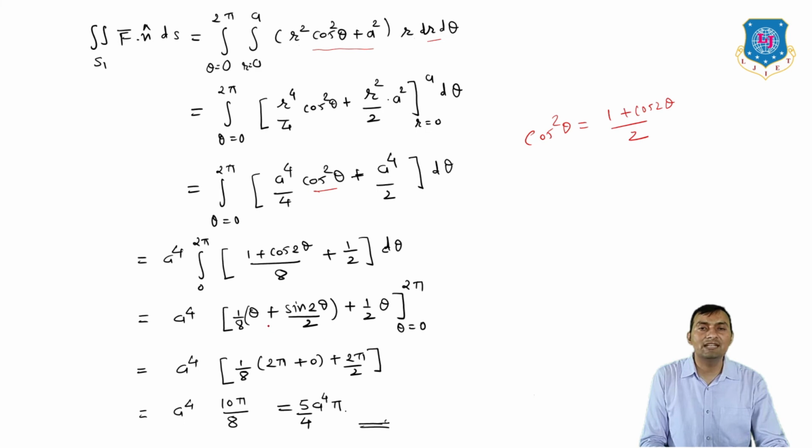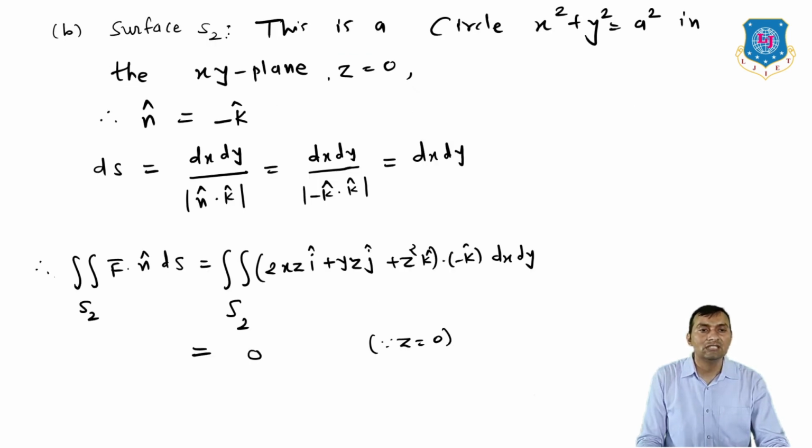But when we put theta equal to 0, the answer will be 0. So after simplifying, you will get a raised to 4 times 10 pi divided by 8. So you will get 5 by 4 a raised to 4 times pi.